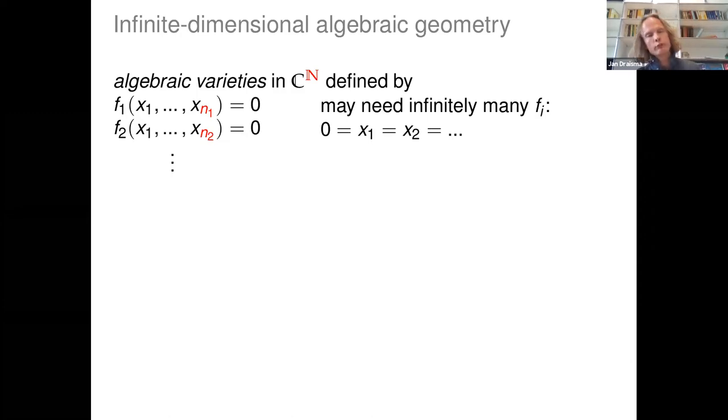However, suppose that you knew in advance that the variety that you're trying to describe is preserved by all possible coordinate permutations. Then those coordinate permutations would also act on the equations that vanish on the variety. And then it turns out that, again, you need only finitely many equations.